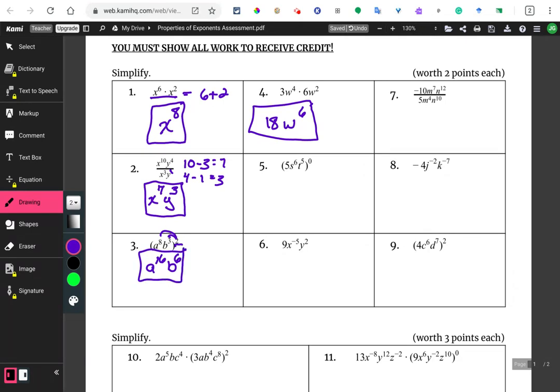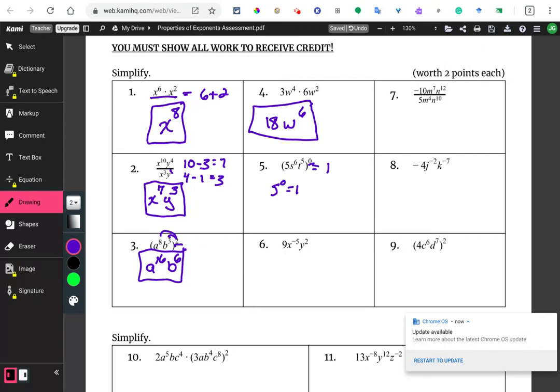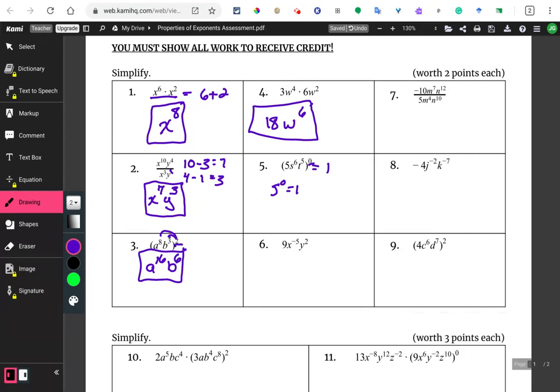That's the answer there. Number five, we should know any number or variable brought up to the zero power just equals 1. So if we have 5 to the 0, that equals 1. 6 times 0 is 0. So S to the 0 equals 1, T to the 0 equals 1. So basically, you have 1 times 1 times 1, and that also just equals 1. So literally, that's your answer.